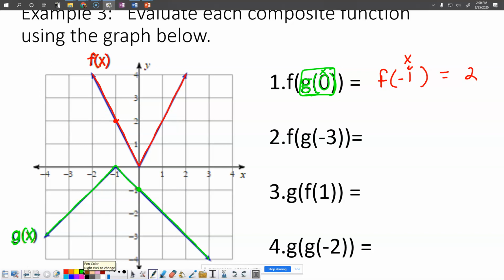Okay, so this time we're going to start off once again with the g. We're going to find g of -3. So in other words, I want to find where does x equal -3 on the g function. That would be right here. And I want to know what's the y value that goes with that. It's -2. So I'm going to replace this with the y value, which is -2.